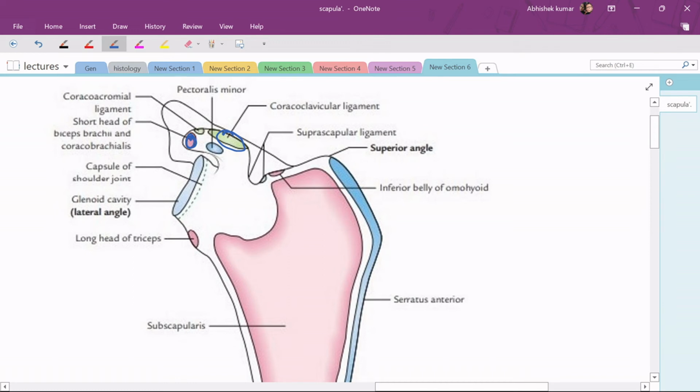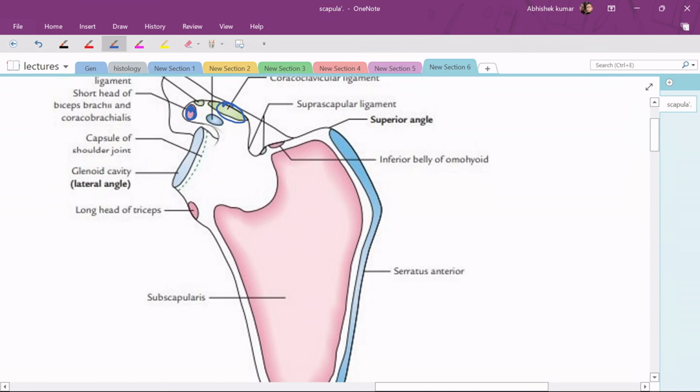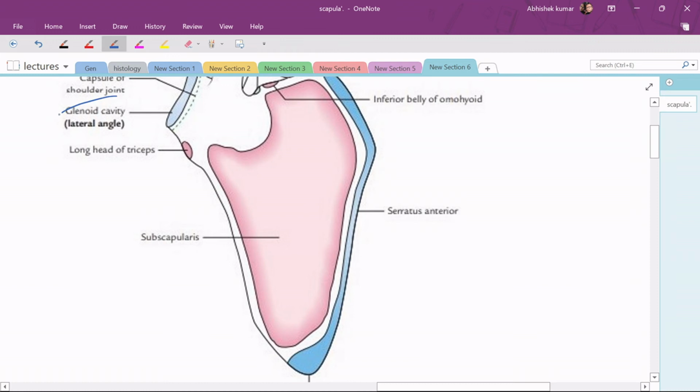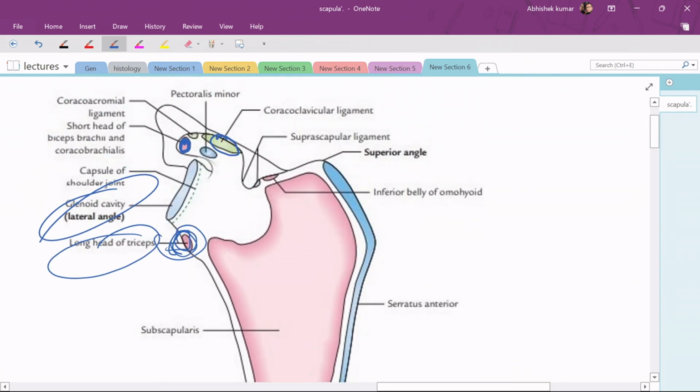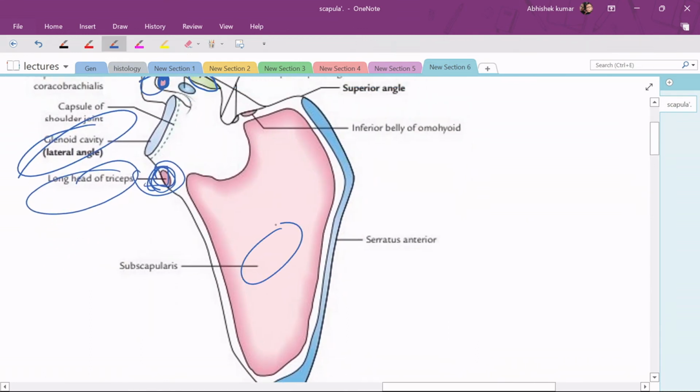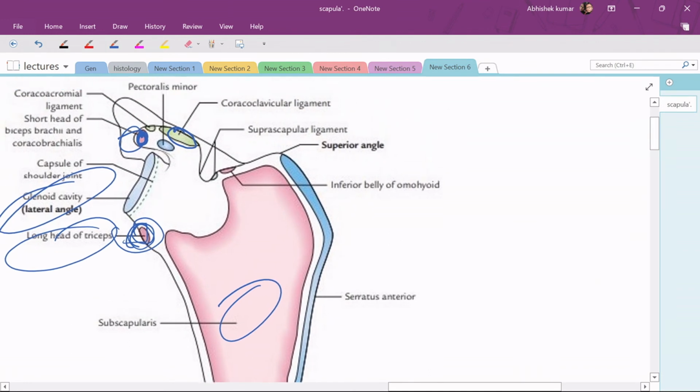Actually, your biceps muscle has two or three heads. One of them is the short head, and that head attaches to here. Now we have talked about the glenoid cavity, and the long head of triceps muscle attaches to this point. Here the triceps muscle attaches, here the biceps muscle attaches. It is the subscapularis.